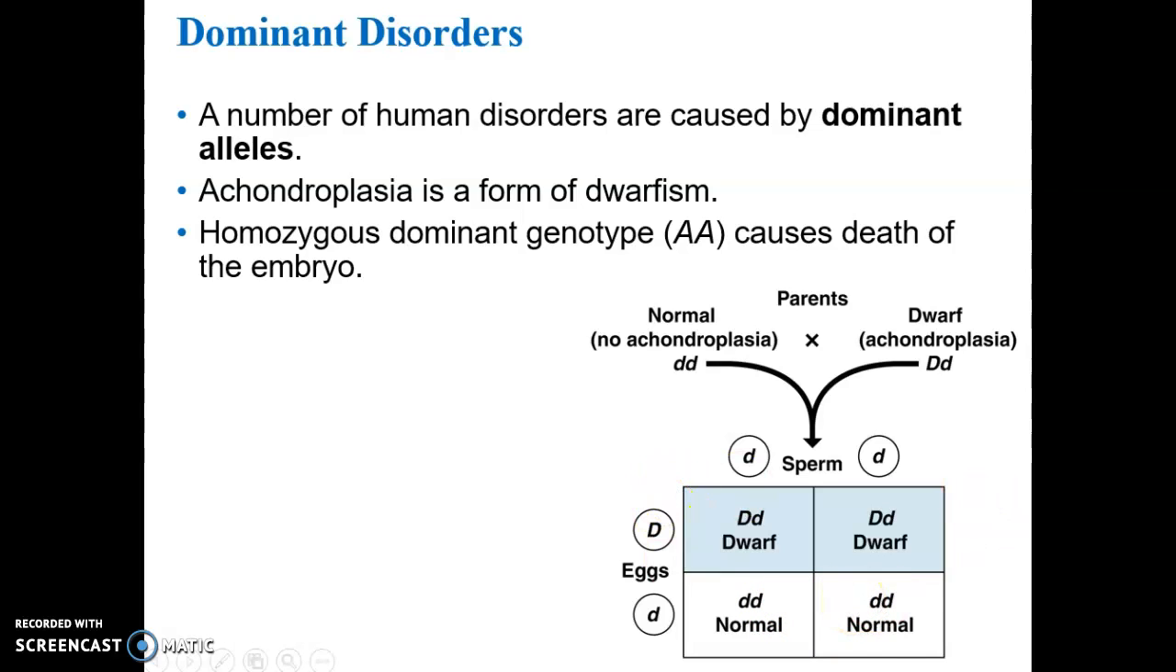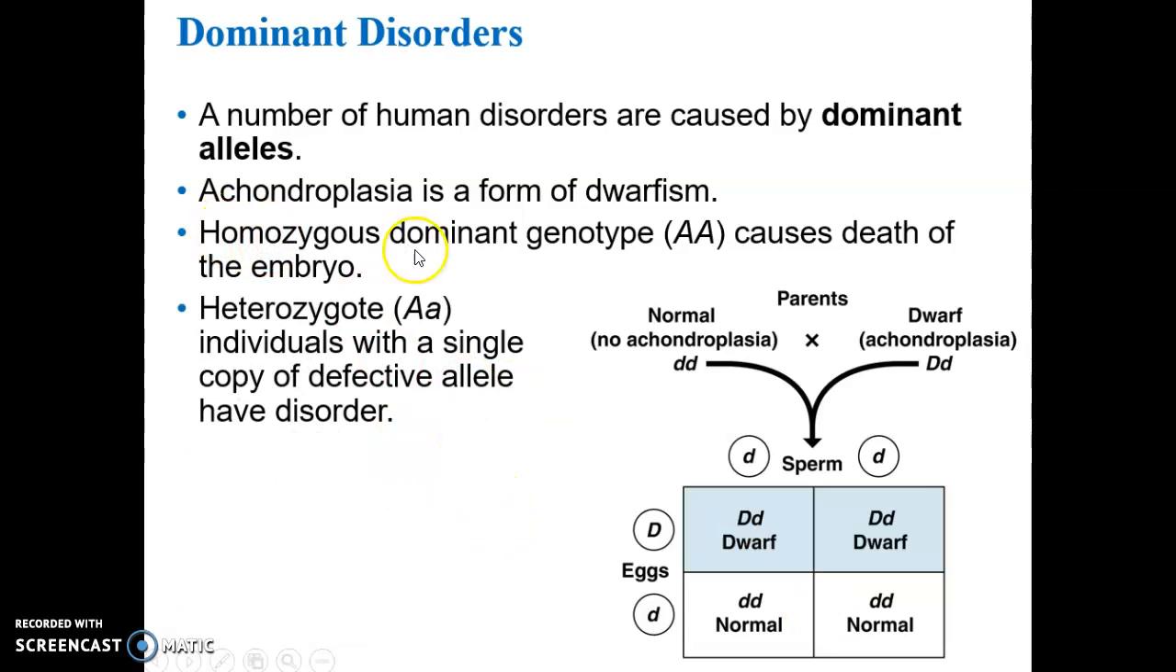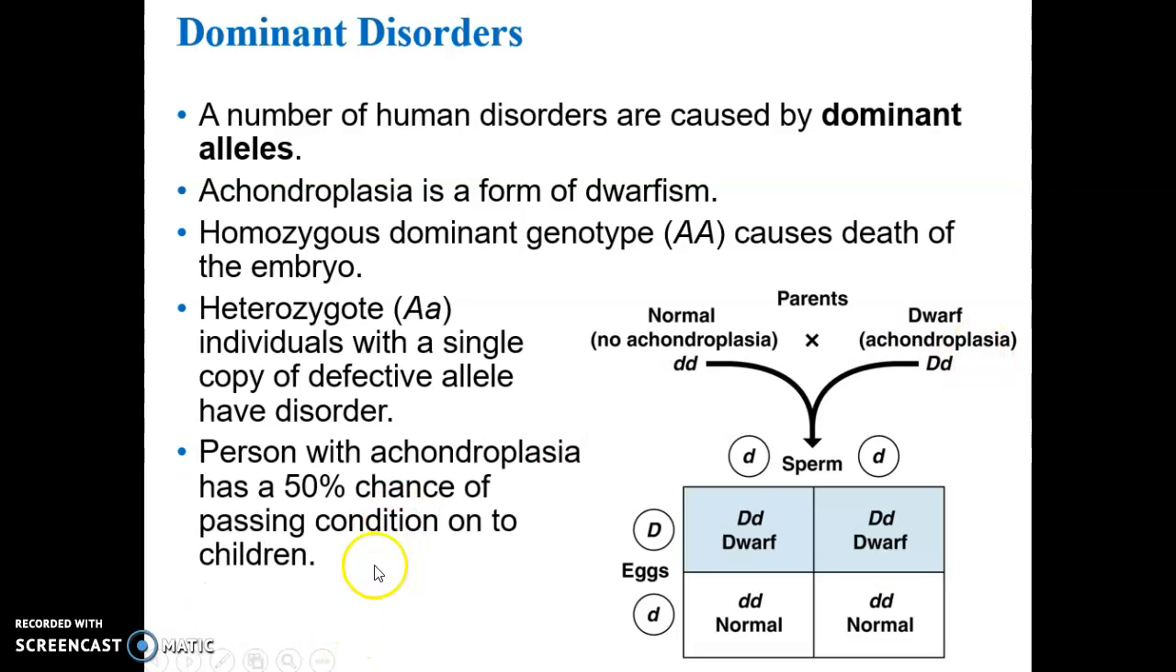Okay? So again, that's how you use your Punnett square, and be comfortable with being able to determine the percentages or probabilities of what the offspring are going to be. All right? So the heterozygote individual with a single copy of the defective allele will have the disorder. So a person with achondroplasia will have a 50% chance of passing that condition on to their offspring.